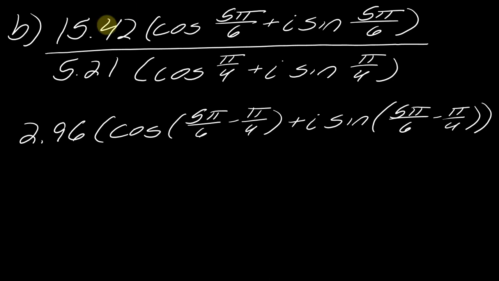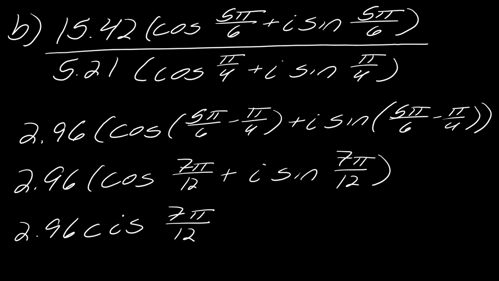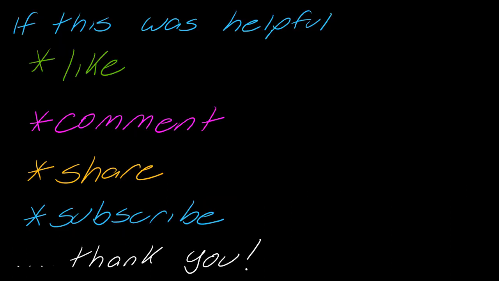Okay, so I take 15.42 divided by 5.21, so I get this here. And then I need to subtract these fractions, the radian measures. And so I'll get 7 pi over 12, so I can write my answer like this, or I can write my answer like this. And so yeah, that's it for these theorems.